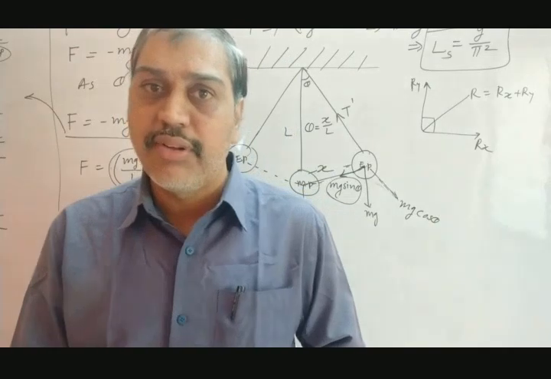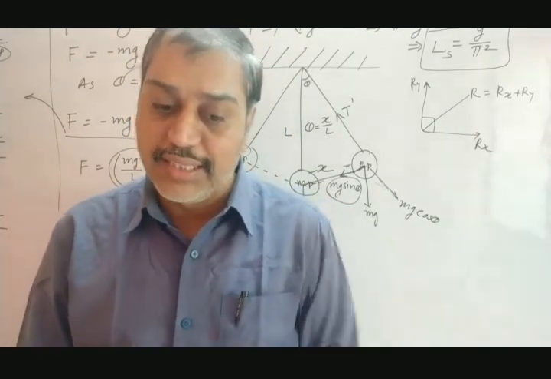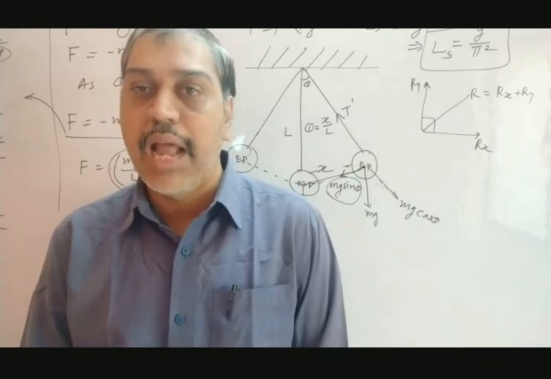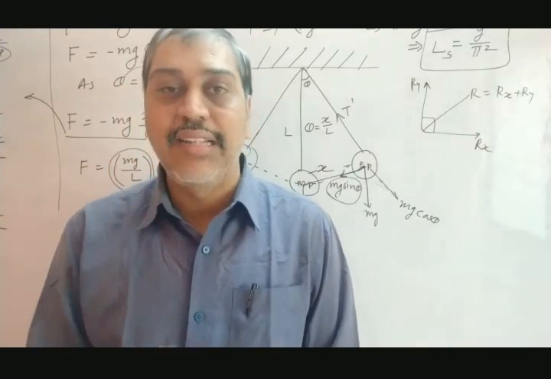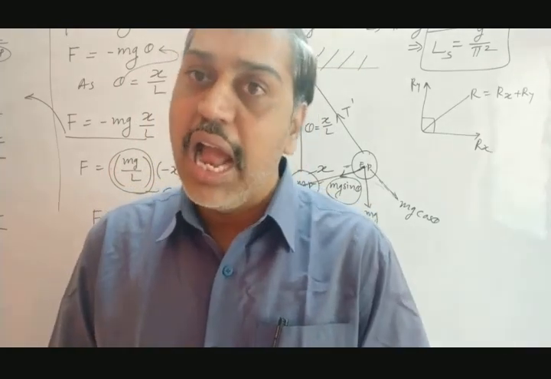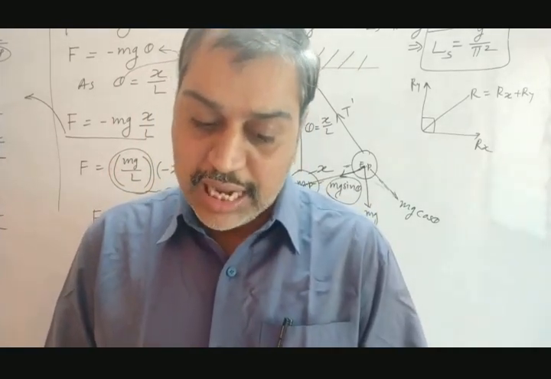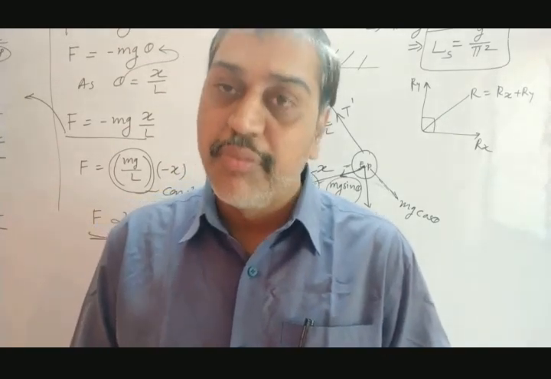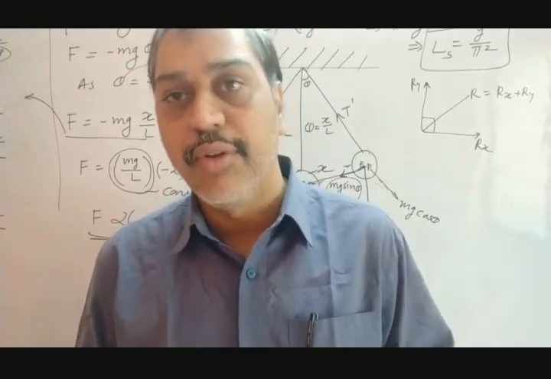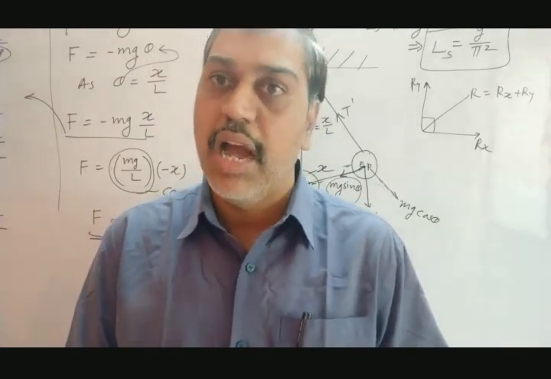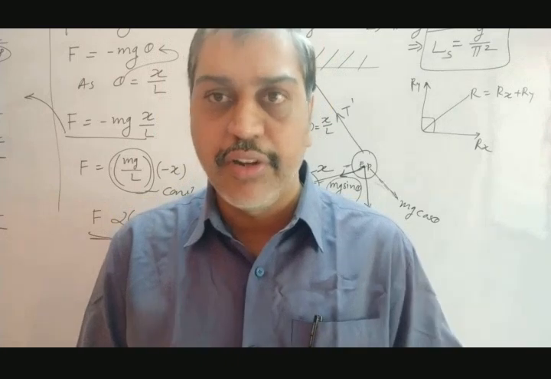The next topic in the syllabus is what? Angular SHM and its differential equation. Up till now what we have seen is simple harmonic motion in a straight line, that is said to be linear simple harmonic motion. Now in the next period we will start with angular simple harmonic motion. Its equation we have to see. Then we have to see damped oscillations, free oscillations and forced oscillations, and finally we'll consider resonance and finish the chapter. I hope only one video is remaining now to finish the chapter.